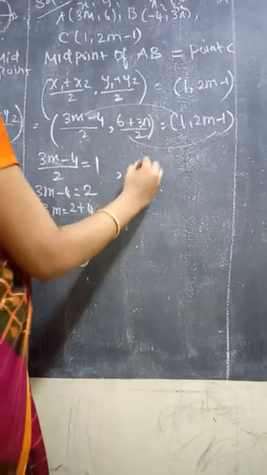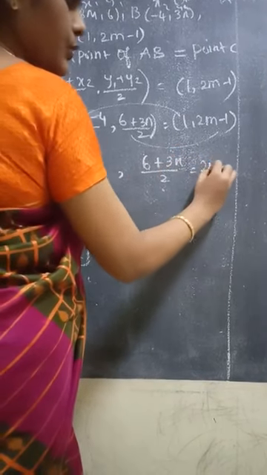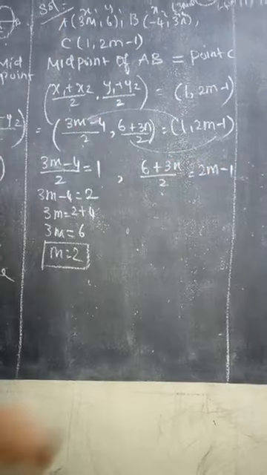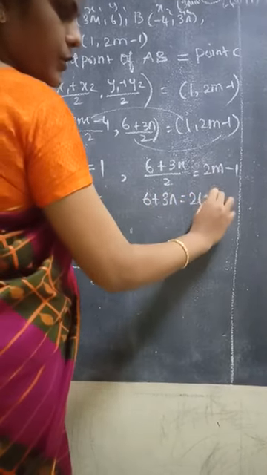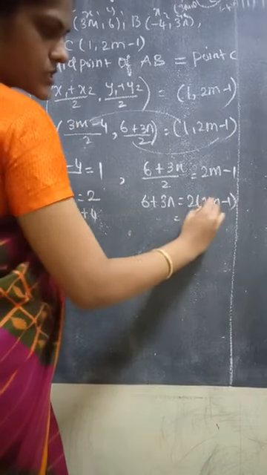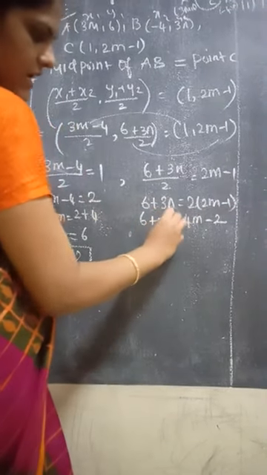Next, apply the next point. (6 + 3n)/2 equals 2m - 1. Next, 6 + 3n equals 2 into (2m - 1). Next, 2 twos are 4m minus 2. Here we have 6 + 3n.